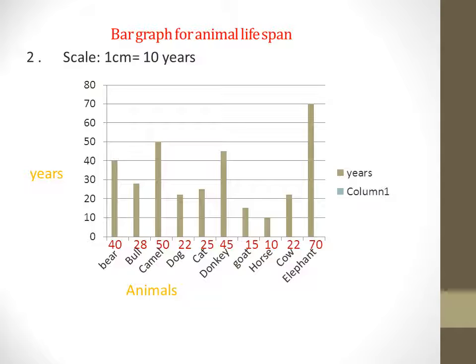Next, cat. Cat is 25. That is between 20 to 30, exactly we are getting 25. Next, donkey. Donkey is 45. Observe clearly, it is more than 40, less than 50, between 40 to 50. Next, goat 15. Similarly, horse 10, cow 22, elephant is 70 years.